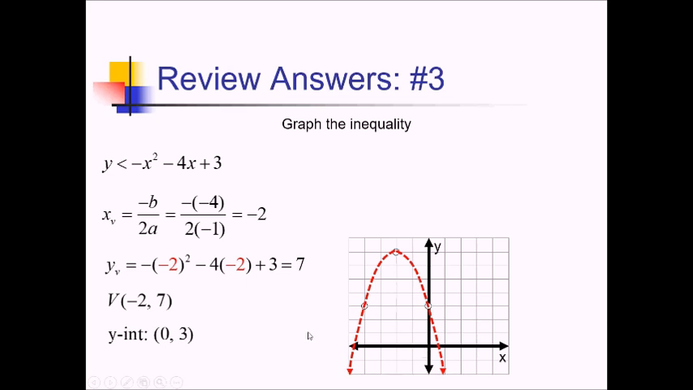Now we need to shade. And to figure out whether I'm shading above or below the parabola, I again look at my inequality. Since this is less than, that means we shade below, underneath the parabola. So that's going to be down here that gets shaded. Now, if this had said greater than, we would have shaded all this stuff above the parabola.